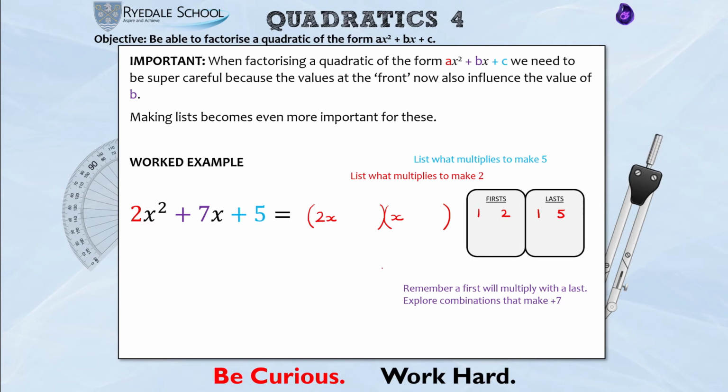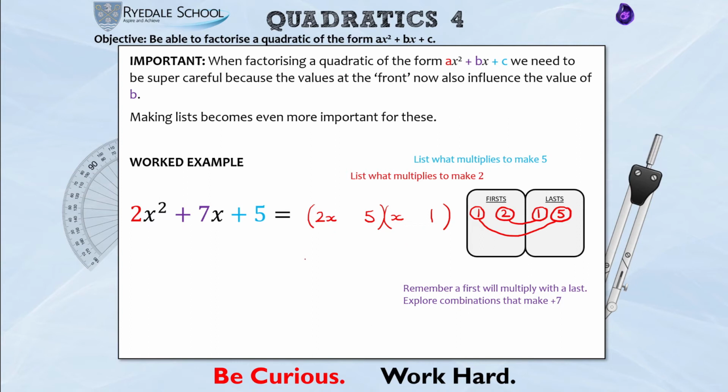Now, in order to get a total of 7, I need the 1 to multiply by the 5, because that is 5, and I need the 2 to multiply with the 1, because that is 2, and 5 and 2 will make the 7. So I said I needed the 1x to multiply by the 5. So my 5 must go in this opposite bracket. And I needed the 2x to multiply by the 1. So the 1 must go in the opposite bracket to the 2x.